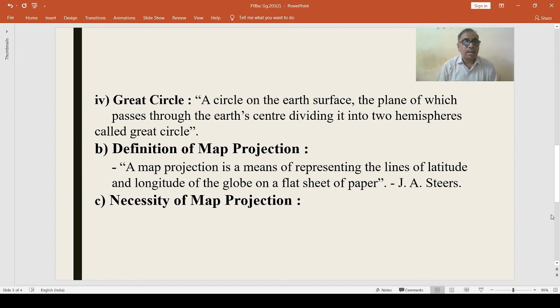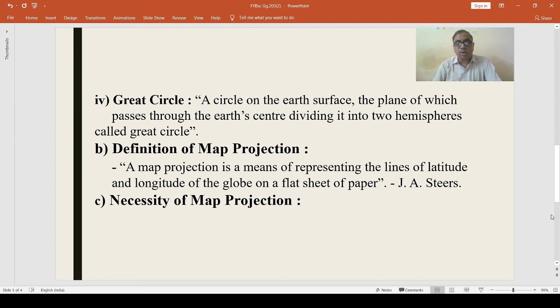Here, we cannot see all the countries of the globe at a glance, because we see only half of the globe at a time. Then it is difficult to measure distances on a globe due to its spherical surface. The nature of the surface of the globe is spherical.